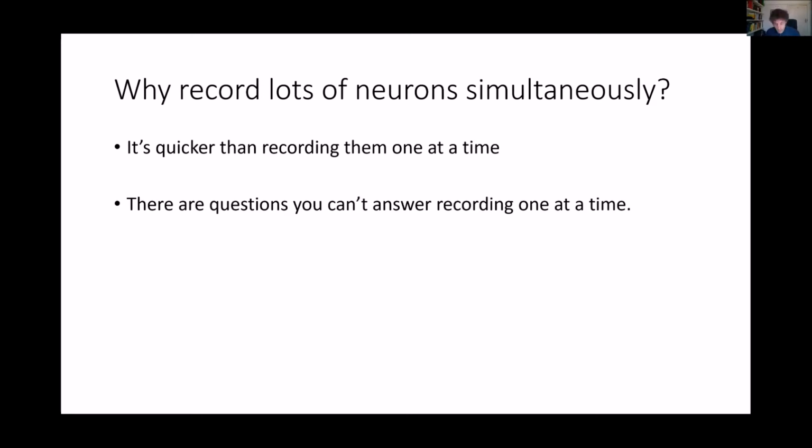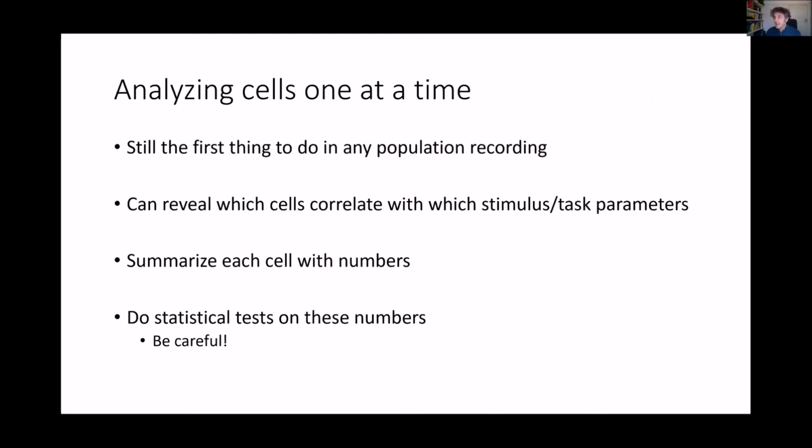The other reason, though, importantly, is because there are questions you just can't answer recording one at a time. That simply would not have been possible to do with the coordination of neurons, and I'll talk about that in a moment. But first, let's think about this question of recording neurons one at a time. What is it you can do with this? Analyzing cells one at a time is old-fashioned now, but it's still, I would say, the first thing you should do when you get your data.